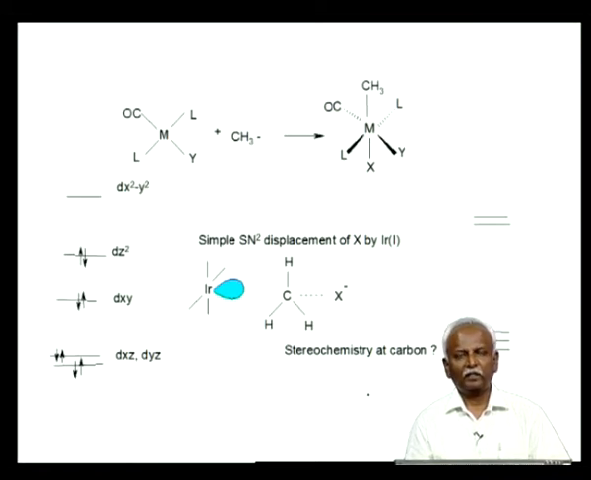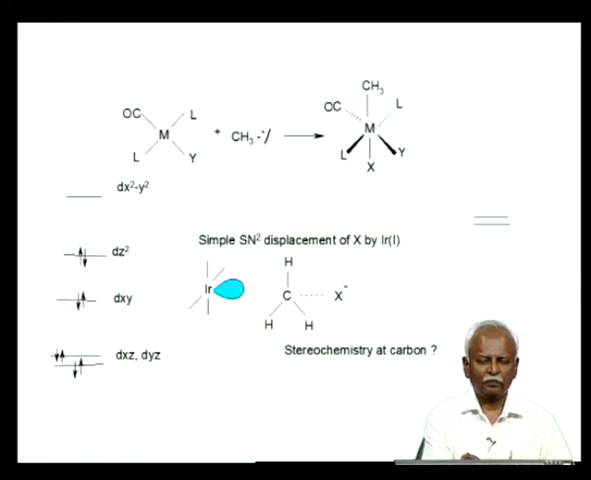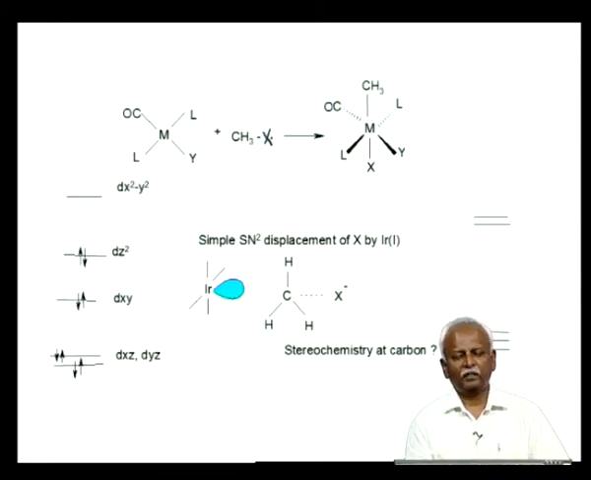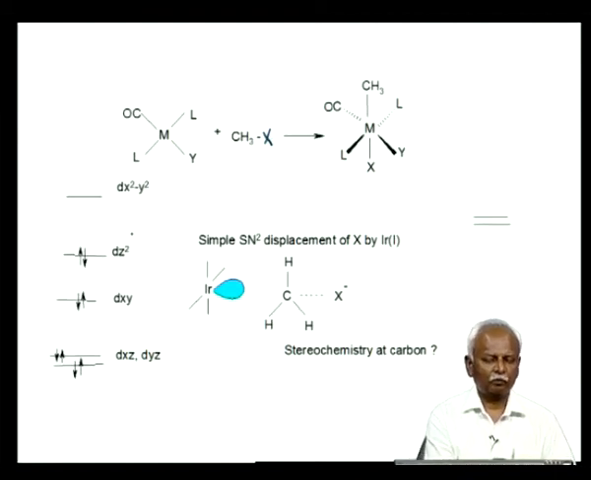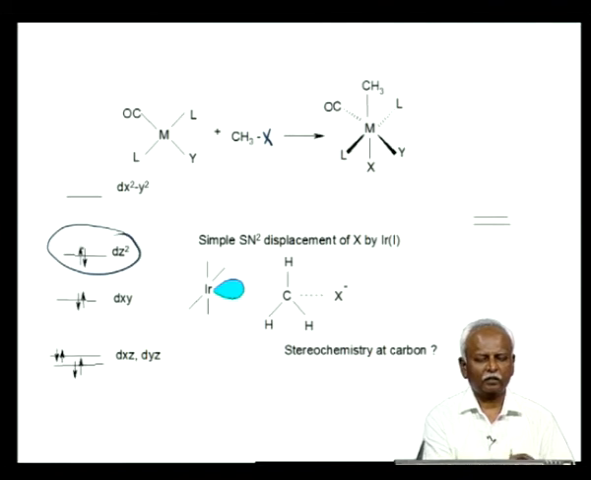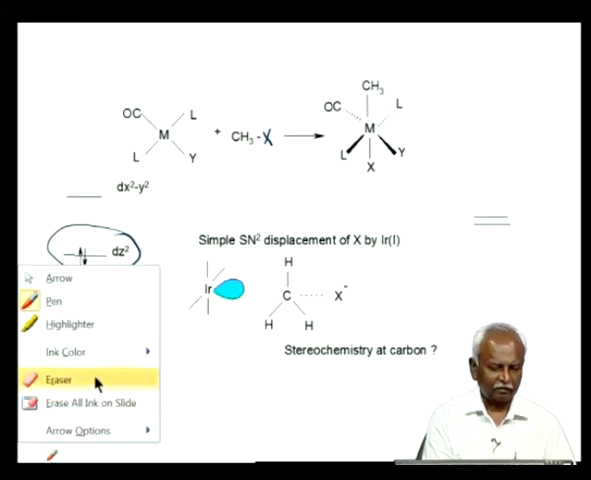So, here I have indicated to you the net result of this nucleophilic displacement of X by the iridium 1. You have X on the methyl group, which is being replaced by the iridium, and so what you end up with is this pair of electrons, which is almost like a lone pair of electrons on the iridium. You do have a lobe on the other side, and we can see this.